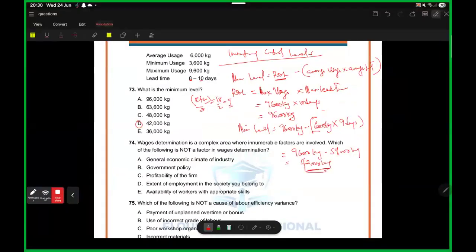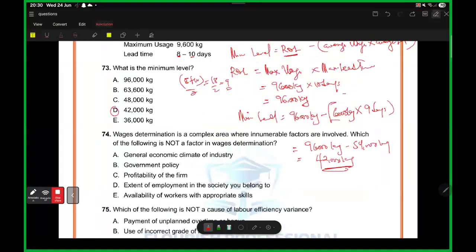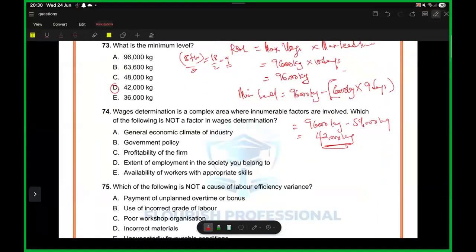So that is it, and we are good to go. Can someone help us read question number 74?